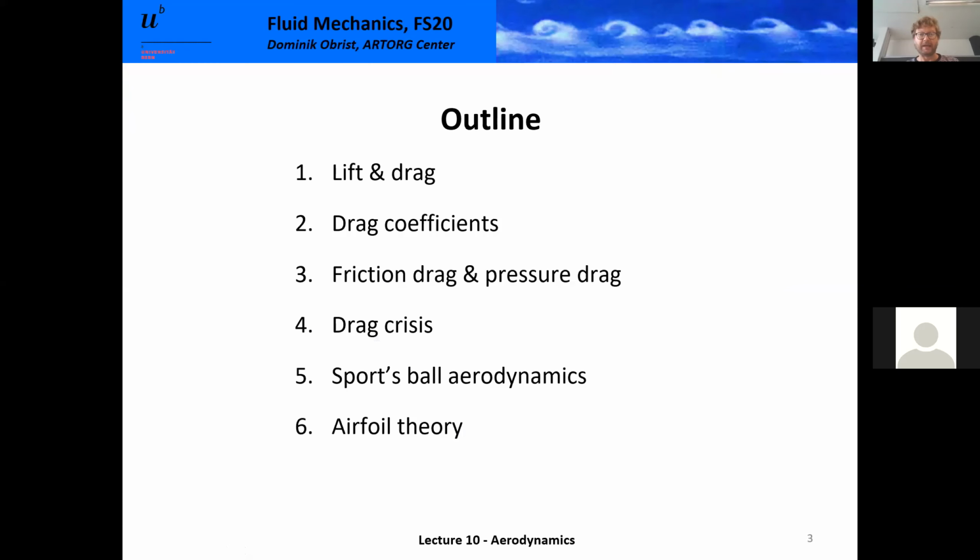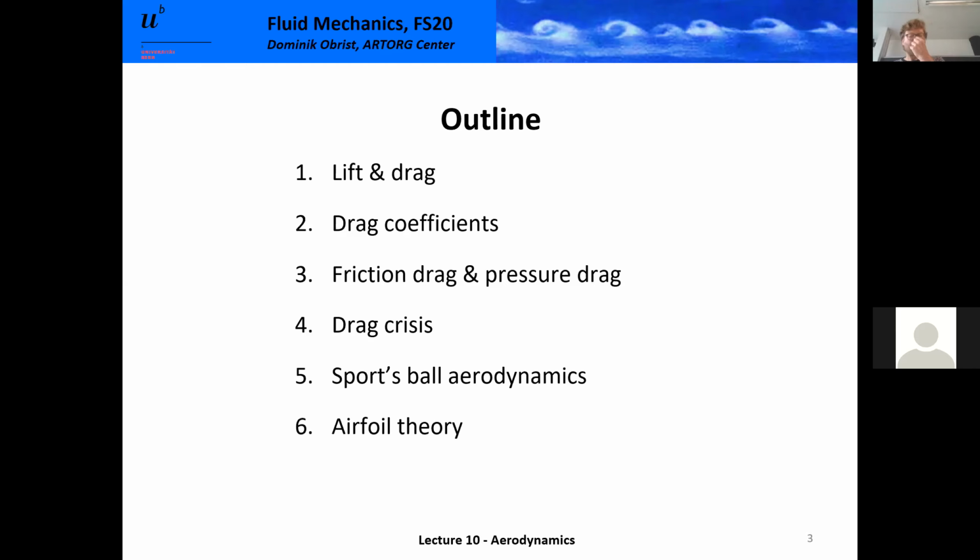So what are we going to talk about today? We're going to talk about lift and drag. We're going to define it first, and then we're going to look at drag coefficients. Mostly, we're just going to look at a few examples, so you start understanding what these drag coefficients mean, how we can interpret them, and how we can put them in relation to what we have learned so far. Then we're going to look a bit more at where the drag is coming from, and we're going to split into friction drag and pressure drag. We already did this quite shortly in the context of Stokes flows, so we're going to go back to that.